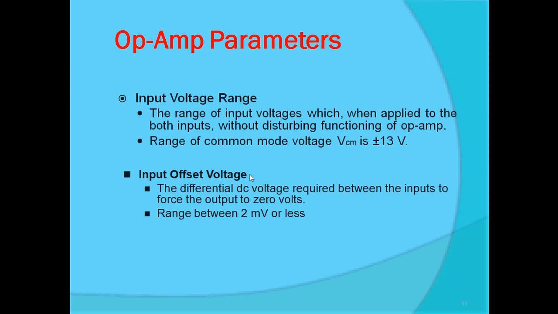Input offset voltage. This is the differential DC voltage required between the inputs to force the output to 0 volt. Input offset voltage is the voltage applied between the input terminals to make the output offset voltage equal to 0, and it is in the range of 2 millivolt or less.